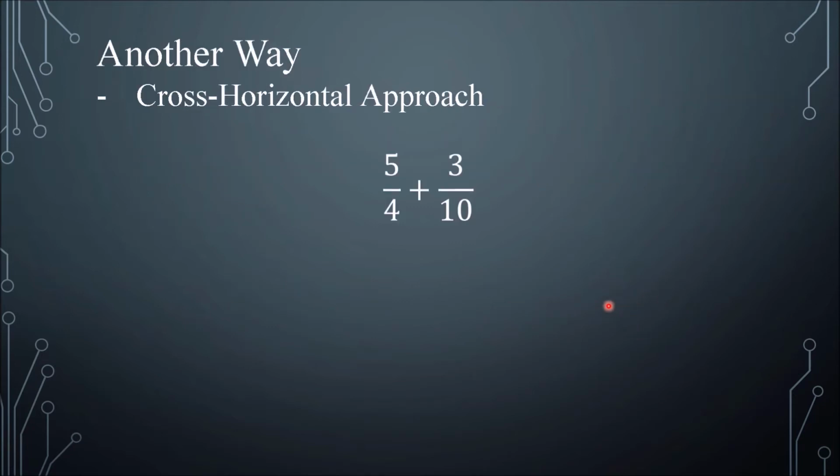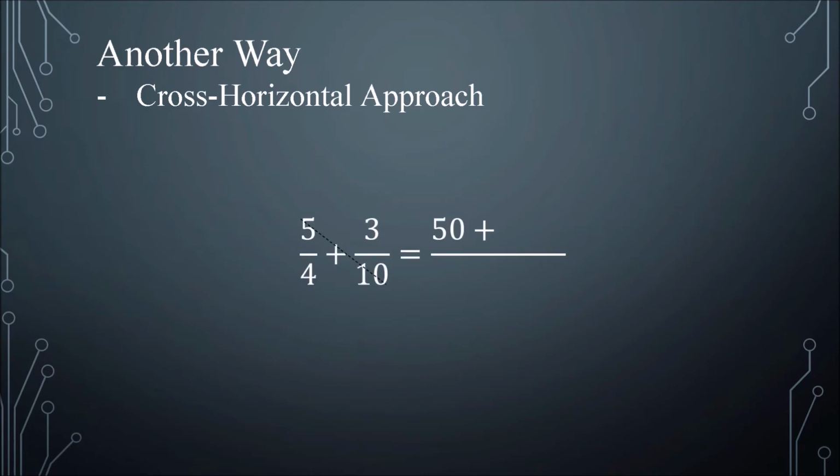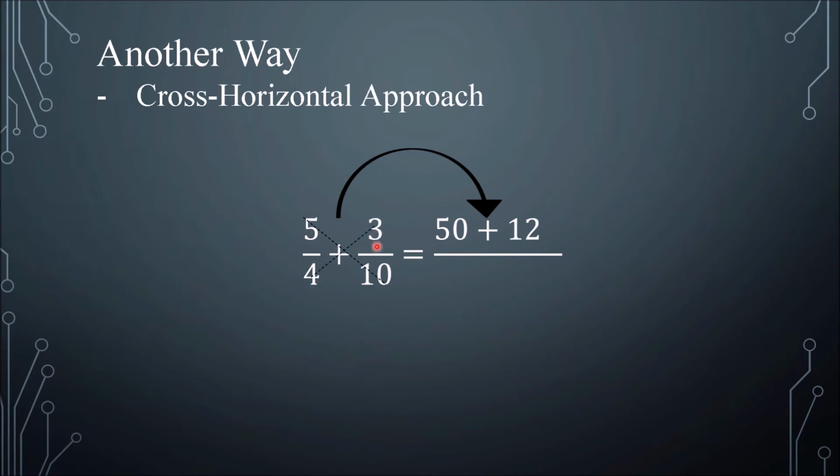Now let's have another way. I call this method the cross-horizontal approach. So let's have the example 5 fourths plus 3 over 10. So first we do the cross. We have 5 times 10, 50. And then we have plus. So this is also plus. And then 4 times 3, that's 12. Okay, so that's the cross part.